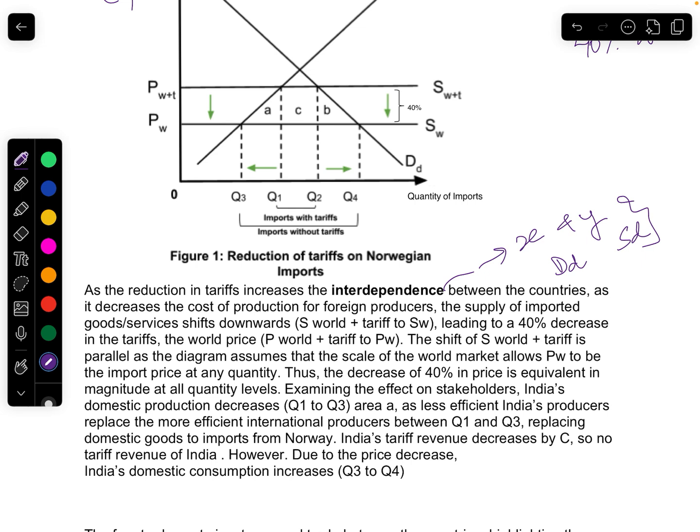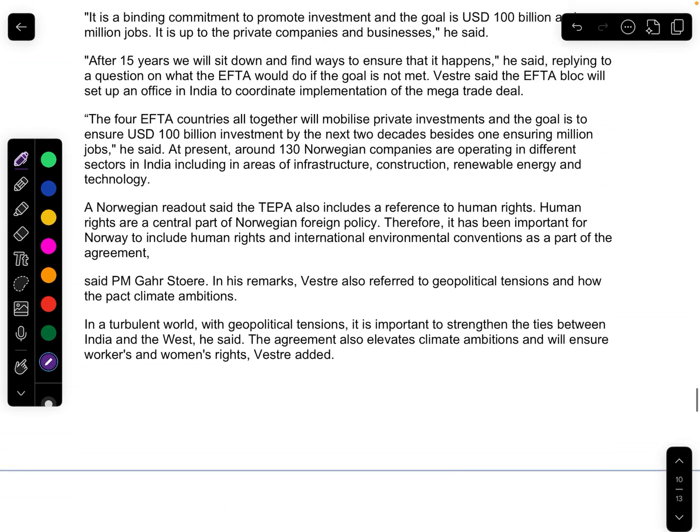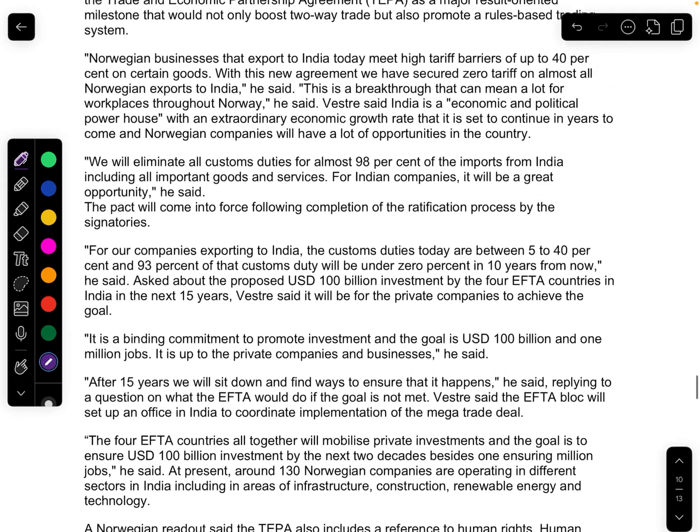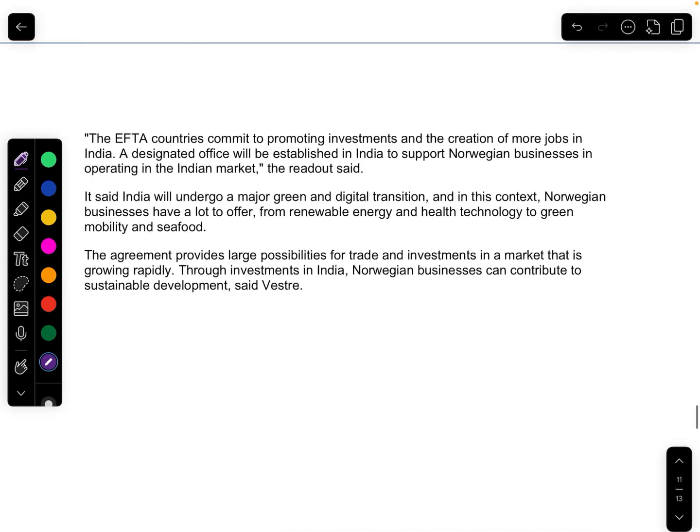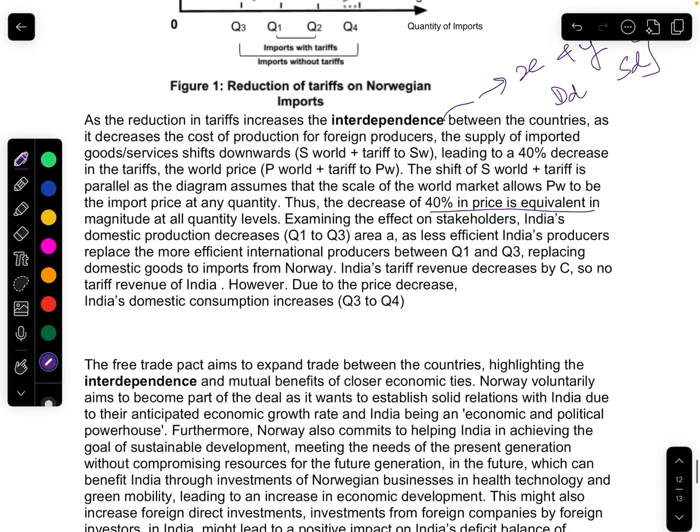He brought the theory in very nicely over here. Thus, the decrease of 40% in price is equivalent in magnitude at all quantity levels. Examining the effect, he brought the theory very nicely in the given context and connected it with the article, because he is measuring the change exactly as given in the article. If I go through the article, it is clearly mentioned with this 40%, India today has a high tariff barrier of up to 40% on certain goods. So this is correct, the magnitude and also the information given so far.